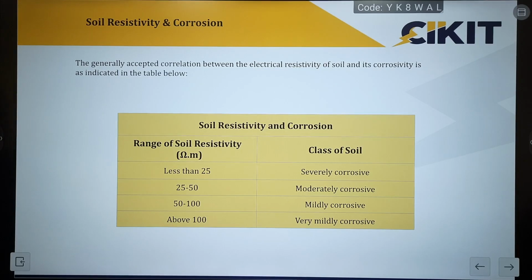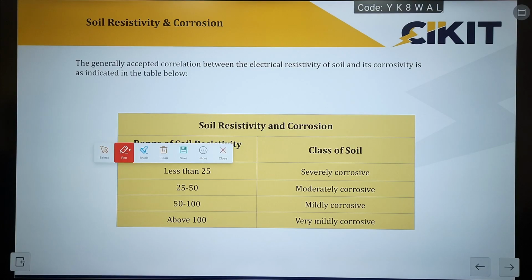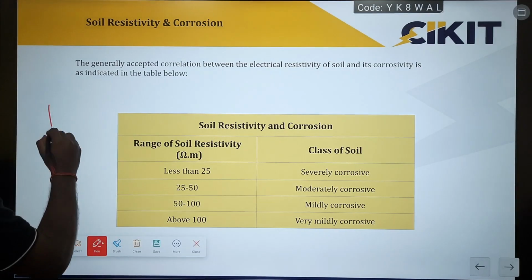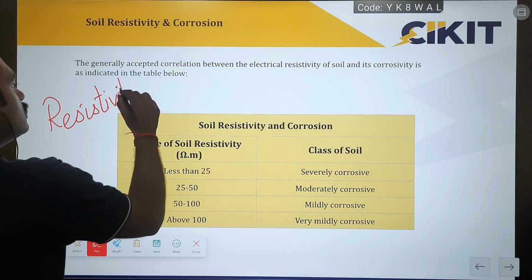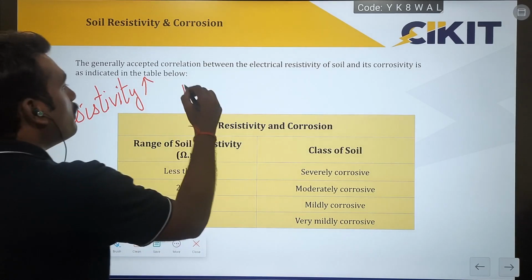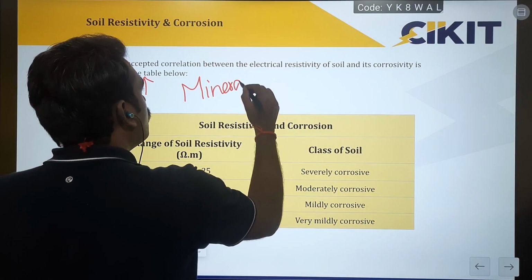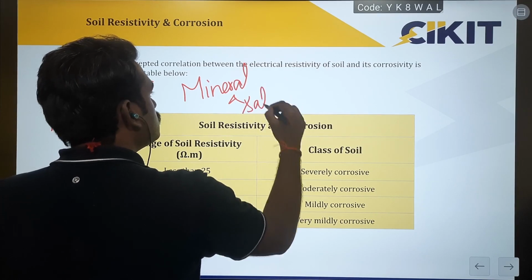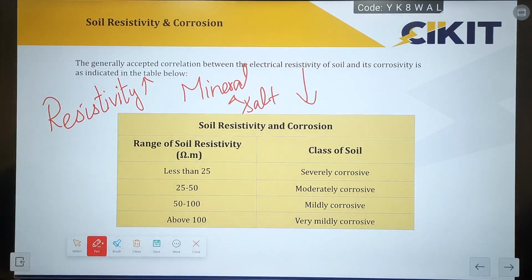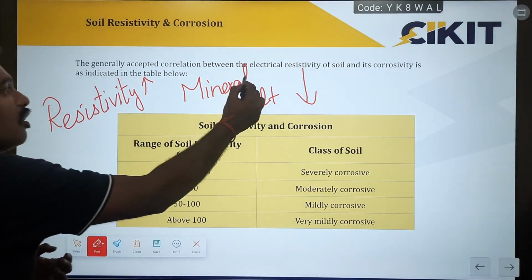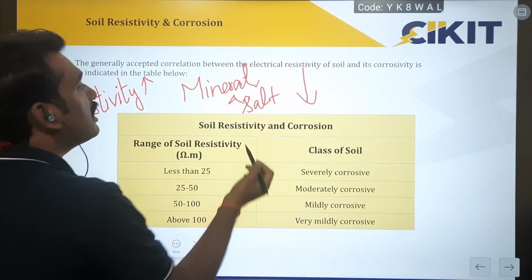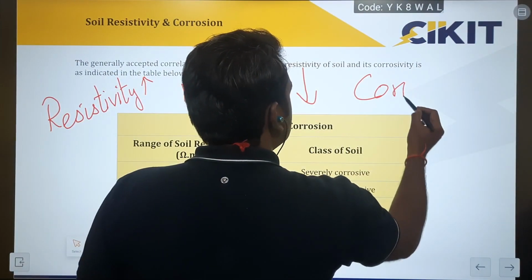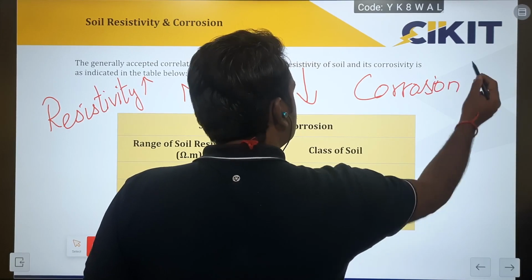The most important thing in earthing is the corrosion. If you take the soil as an example, if the resistivity is higher, it means that the conduction is very low. If the resistivity is higher, it means that the minerals and the salt are lower. If there are no minerals and salt in that particular soil condition, then obviously the resistance will be higher. And if there are no minerals and salts, then the corrosion also will be lower.